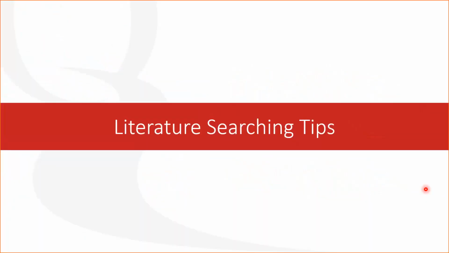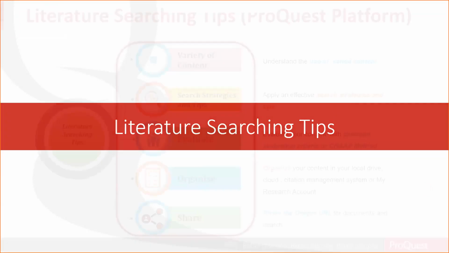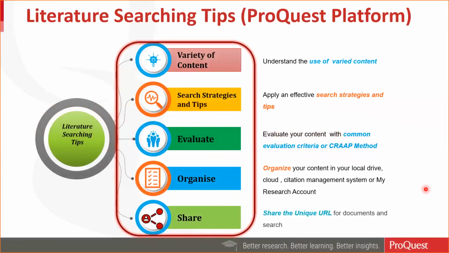Now, because there are multiple content types sitting on the same platform, the search techniques apply the same across all of them. So let's start with searching. Once you know how to search, whether it's a social science database, a business database, or a computer science database, you will know how to utilize the content within that platform. So let's begin with literature searching tips, which I usually share with users.